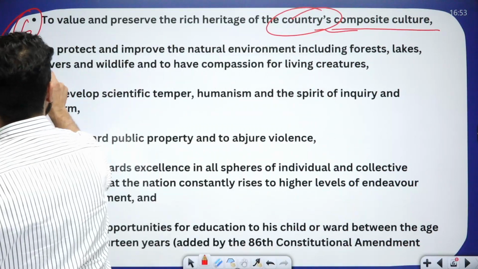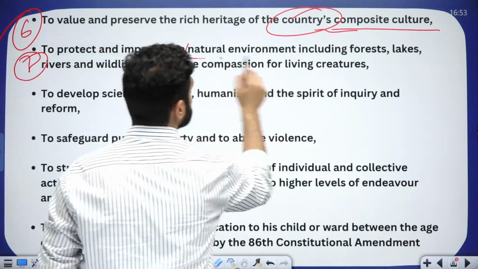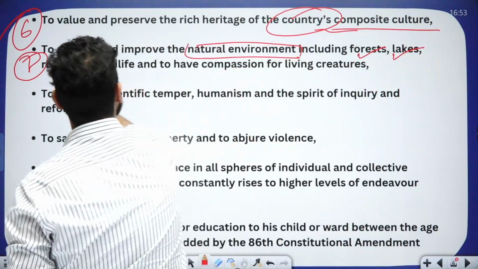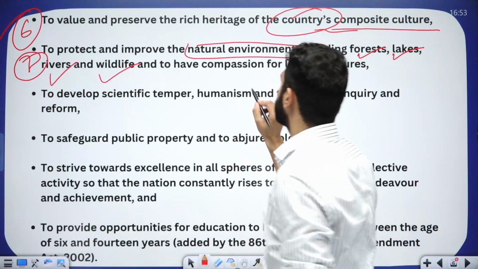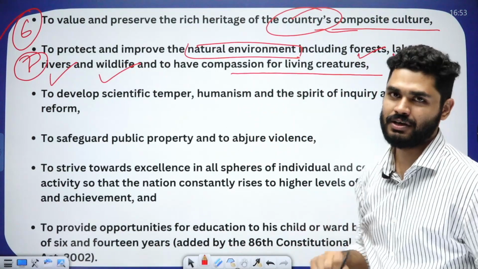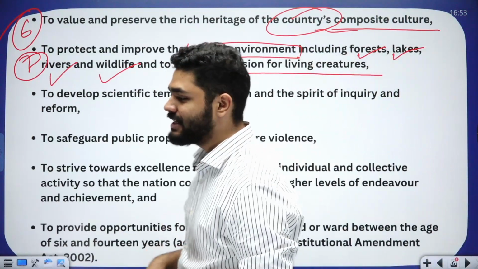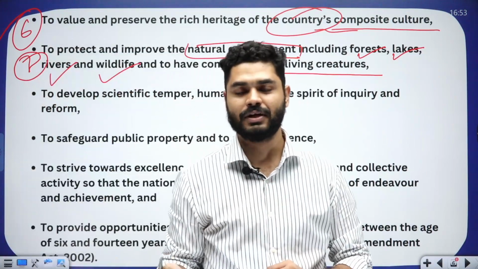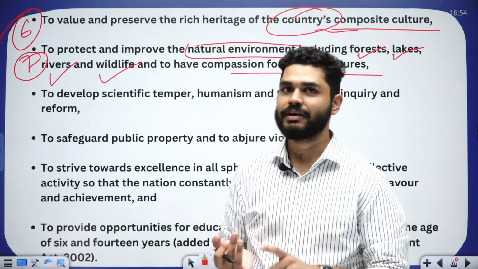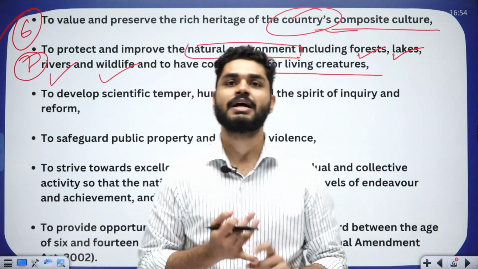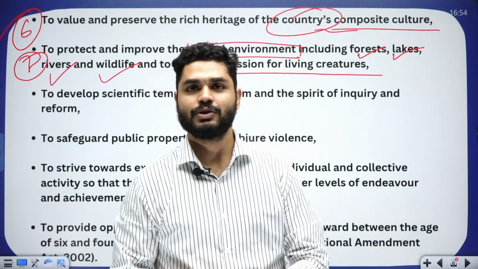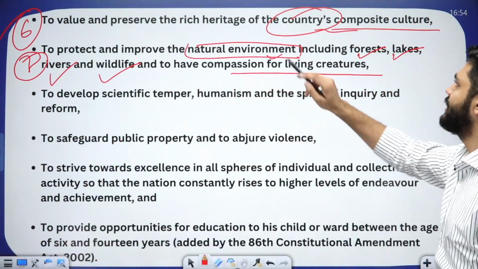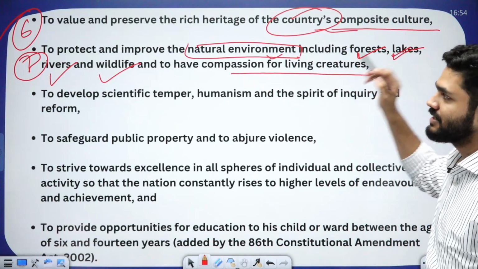Another point is to protect and improve the natural environment, including forests, lakes, rivers, wildlife, and to have compassion for living creatures. Living creatures doesn't limit us to human beings only. In living creatures there are birds, animals, and plants also. So that needs to be preserved, and by preserving plants you will look after the natural environment, and then the forests and the lakes and the rivers and the wildlife.